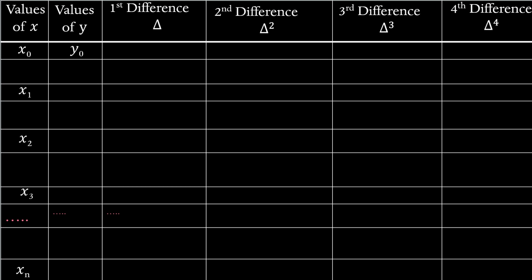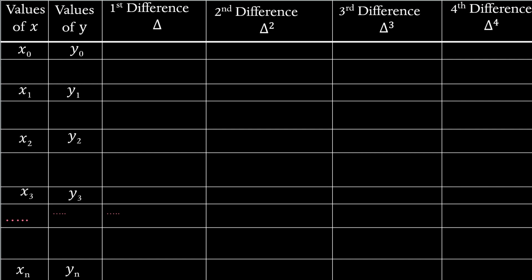You need to write it in the same row in the next column. The next one, y1, same row, next column. The first one is y0 and the second one is y1. The next one y2, y3, etc. The last one is yn.